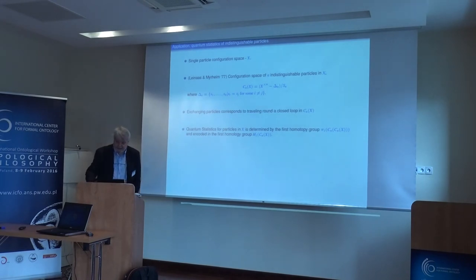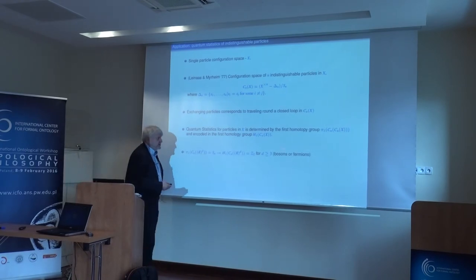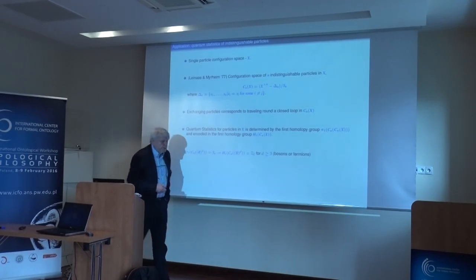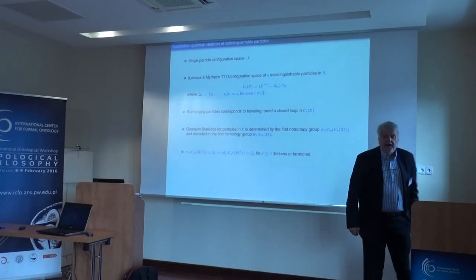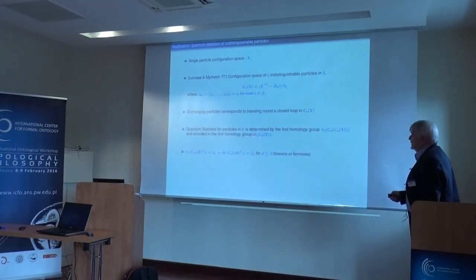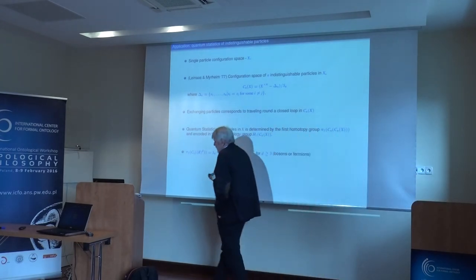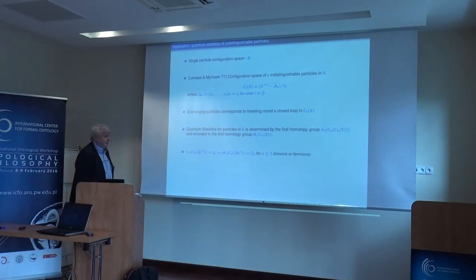Okay, and what is the result of this? I didn't prove it, but I give you hints on how to understand this. It's really encoded in, or given by, the first homotopy group. And in fact, it's also encoded in the first homology group, which in this case is some kind of abelian representation of the first homotopy group.